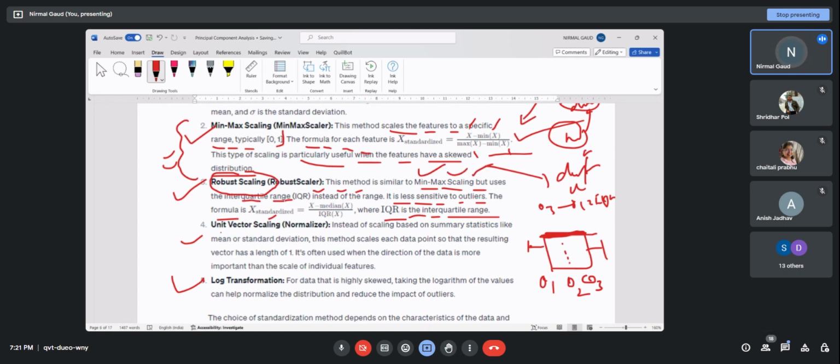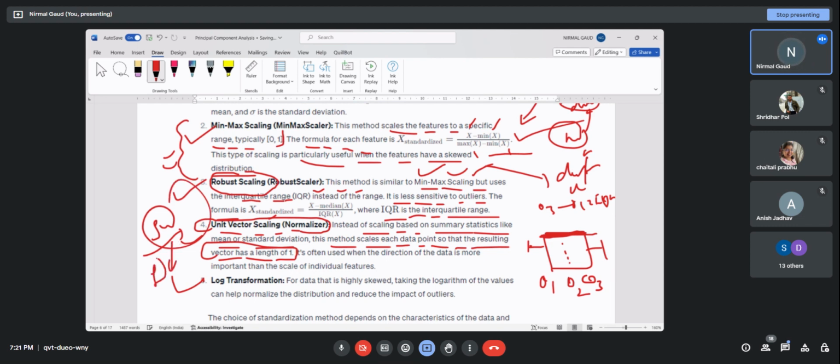Your next scaler is unit vector scaling, the normalizer. Instead of scaling based upon summary statistics like mean and standard deviation, this method scales each data point so that the resulting vector has a length of 1. So unit vector, all the vectors will be scaled to unit 1. It is often used when the direction of the data is more important than the scale of the individual features. So when direction is important, there we will apply unit vector scaling, the norm. Scale to 1. Each vector should be made of length 1. That is called unit vector scaling or the normalizer.